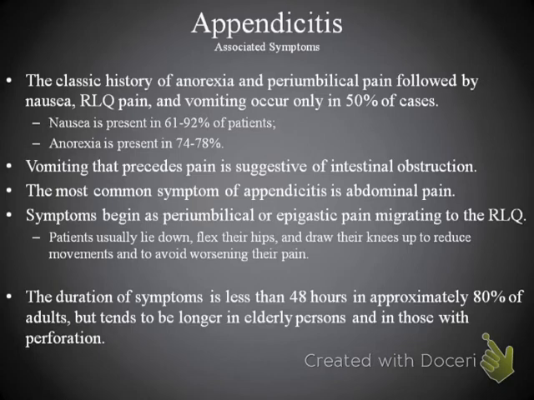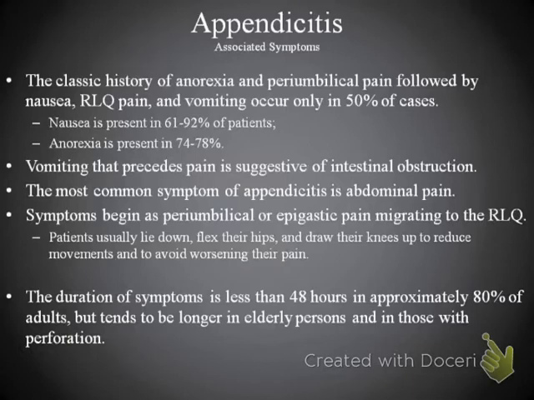But we do see that anorexia is very present in about 74 to 78% of the patients, simply because they refuse to eat. Nausea is present, and remember, nausea is different than vomiting. Nausea is the sensation where you feel very sick to your stomach. Vomiting is actually when the food actually comes up. So patients will feel nauseated, and a lot of the times that's associated with the pain. And as the pain increases, the nausea increases as well.